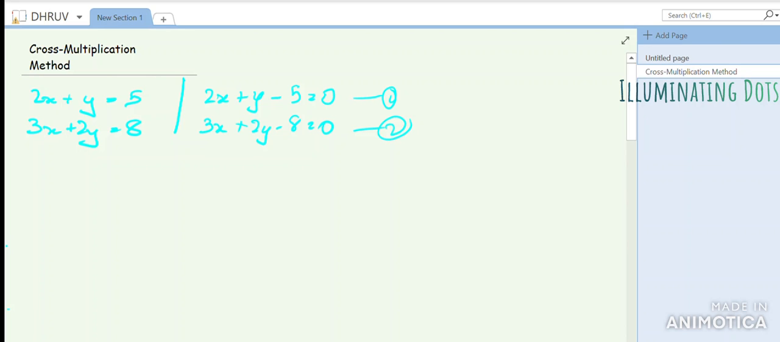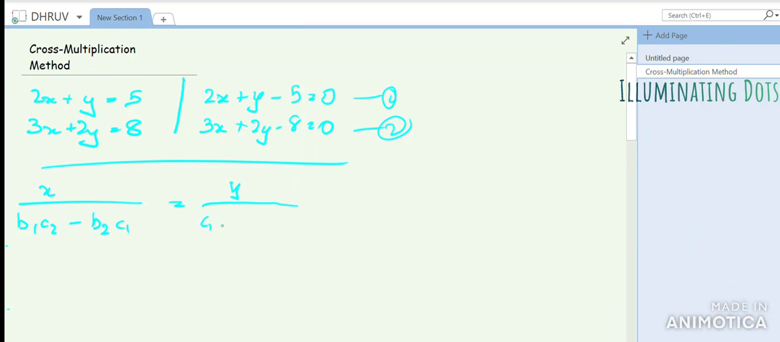So the formula, I'll write the formula once again here. The formula is x upon b1 c2 minus b2 c1 is equal to y upon c1 a2 minus c2 a1, and the last one is equal to 1 upon a1 b2 minus a2 b1. So we have this here. Now we just substitute the values here.